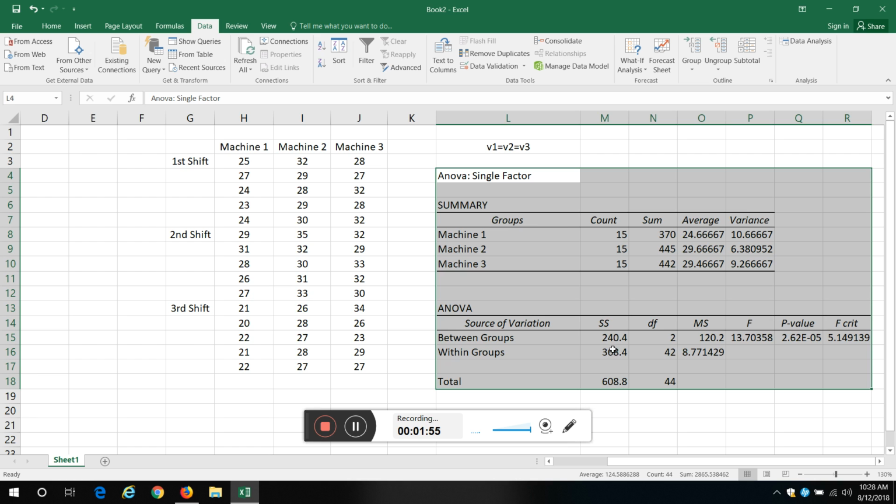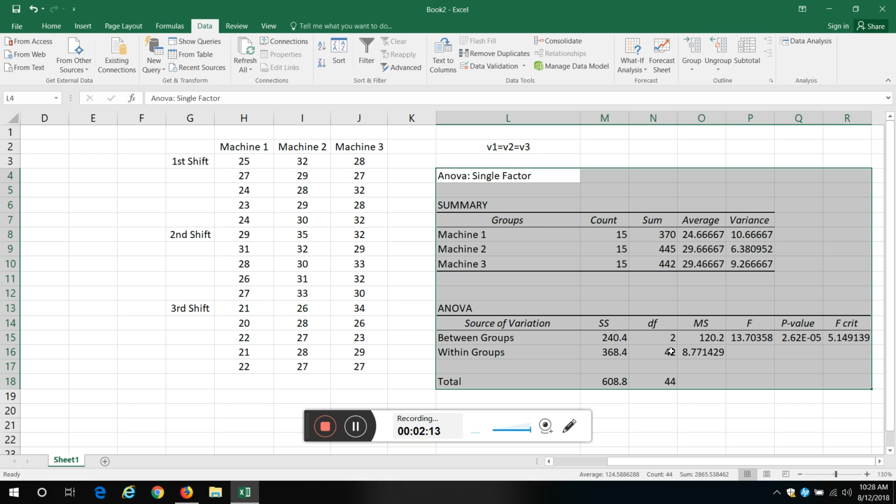Okay, so I'm looking at the source of variation between groups. So there's variation here and here. So there's 2 degrees of freedom. And sum of squares basically just take all of these and, well, I won't get into it. I'll let you look that up yourself. And within groups, I got 42.